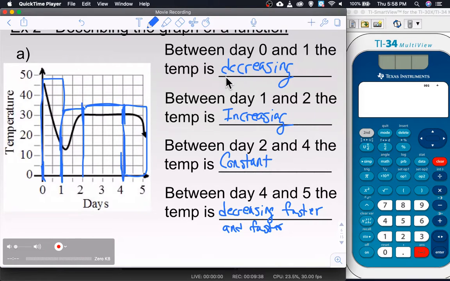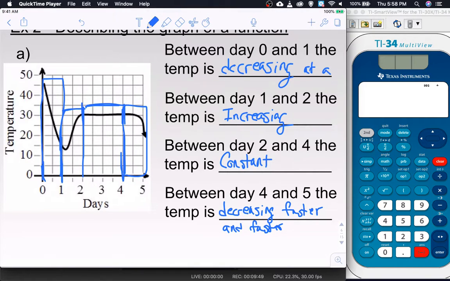Between days 0 and 1, the temperature is decreasing. Honestly, it's fairly linear. It's a fairly straight line. So I could say decreasing at a constant rate. All these little details take your answer from being an okay answer to a really good answer. And that's what we're trying to get to. We don't want just a basic answer. We want as good as you can get.